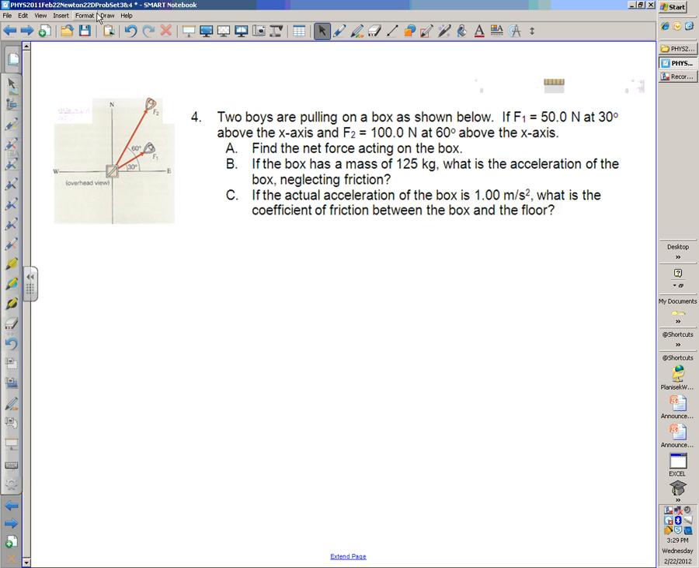But just to reiterate, so we remember where we were, I'm going to run through A and B again. I won't do the whole problem again, but just try to refresh your memory of what we did. Part A says two boys are pulling on a box as shown below. F1 is 50 newtons at 30 degrees above the x-axis, F2 is 100 newtons at 60 degrees above the x-axis, find the net force acting on the box.